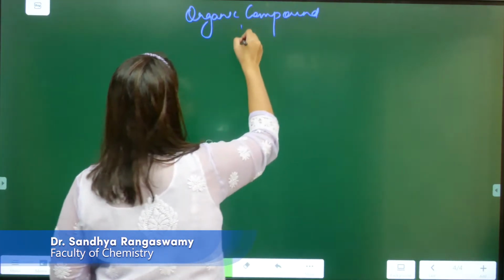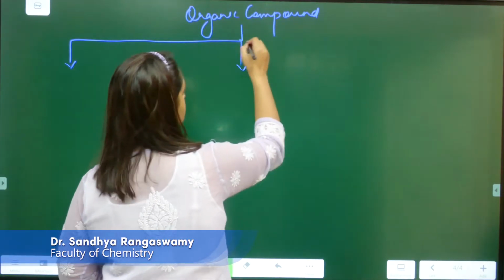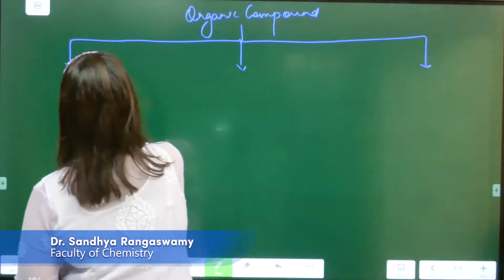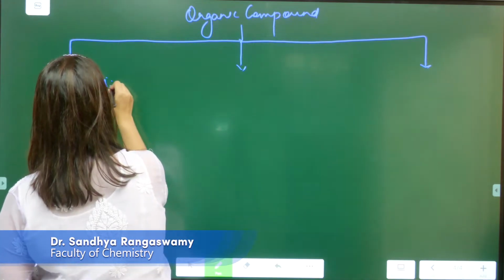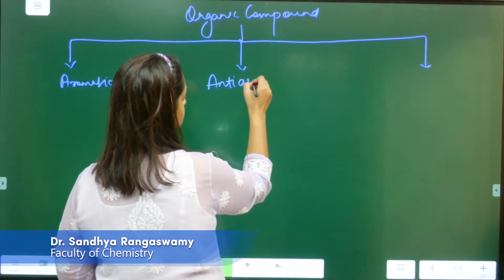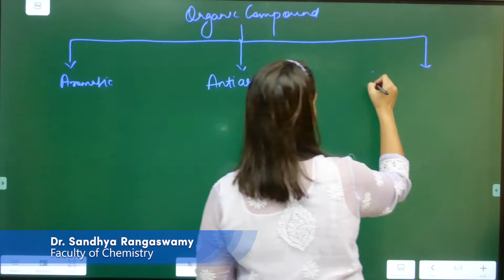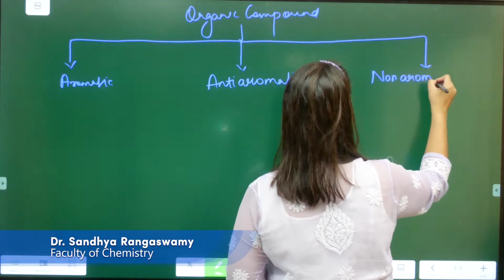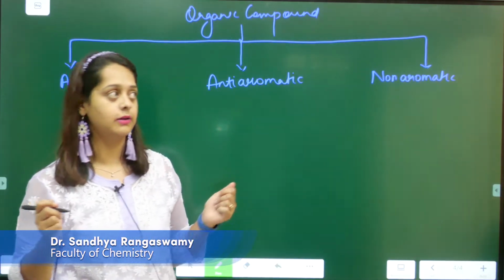So when I proceed further, I can very well define organic compounds into three broad categories. What are they? First one being aromatic, second one being anti-aromatic, and third one being non-aromatic. So I got three classes in which I can classify my organic compounds.